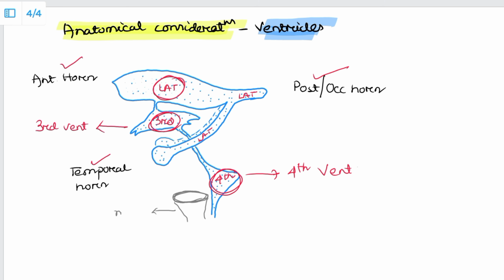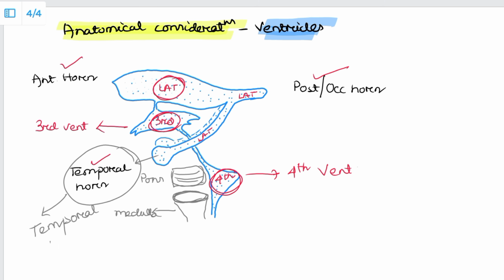We already know that the structures in front of the fourth ventricle, that is the roof of the fourth ventricle, is formed by the medulla and the pons. This is the pons. And also the temporal horn of the lateral ventricle lies in the temporal lobe. That means when you are looking at serial cuts in NCCT, the temporal horn will come earlier than the anterior or the posterior horn. Also, the presence of the temporal horn will denote that you are looking at the temporal lobe.